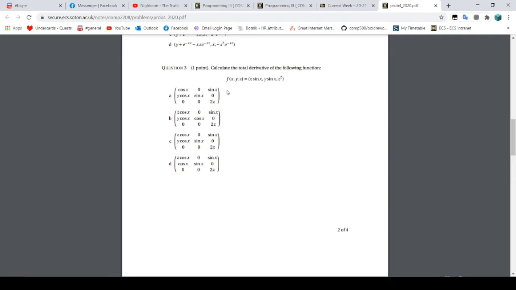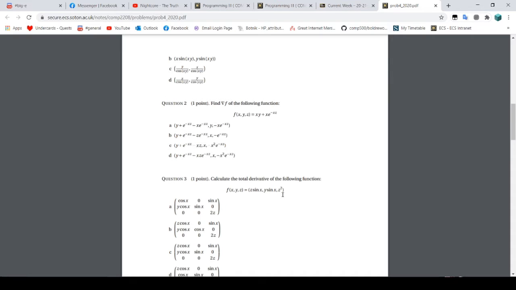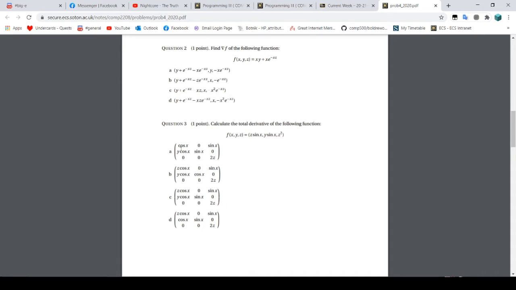Question 3. Calculate the total derivative of the following function. Total derivative? Ooh. Oh, I see. Okay. Oh, I see. Look, because it's got 3 things anyway. So it's like you do like a table. I still have not done this before. Probably skipped the lecture that all this stuff was in.